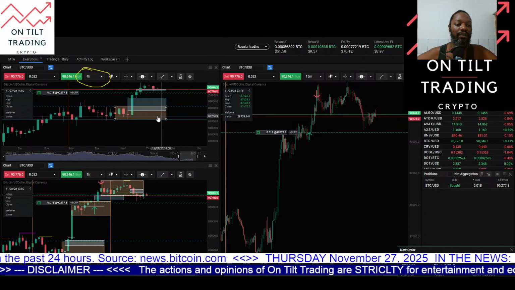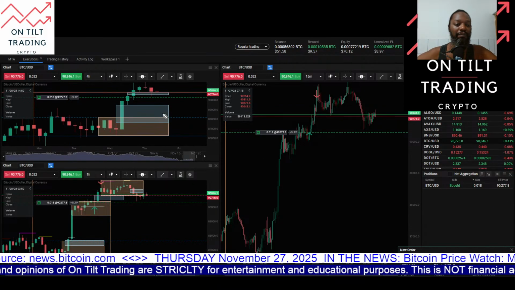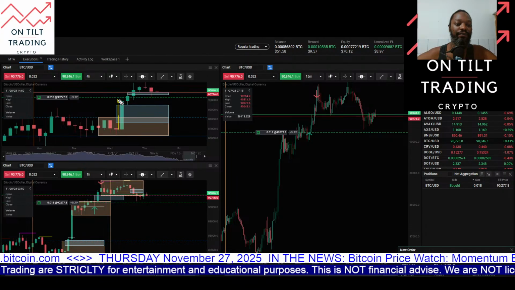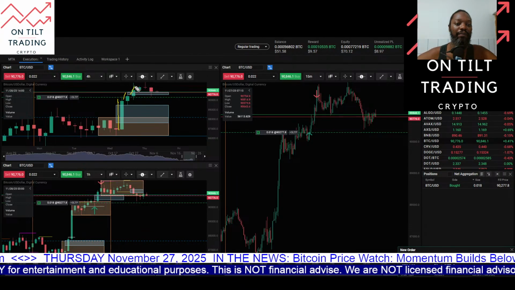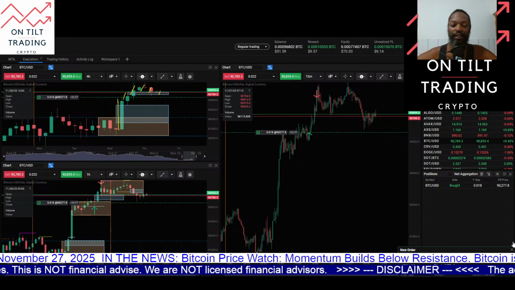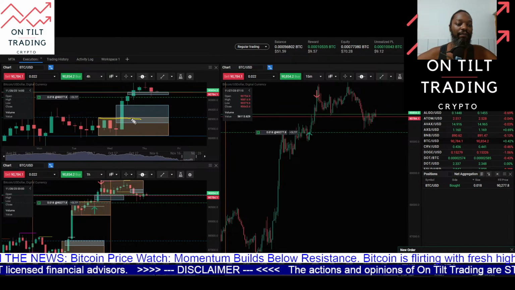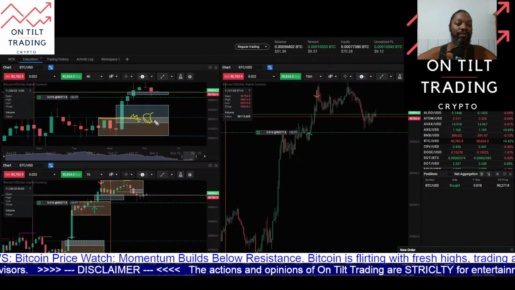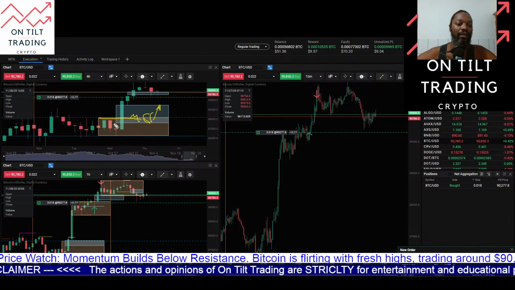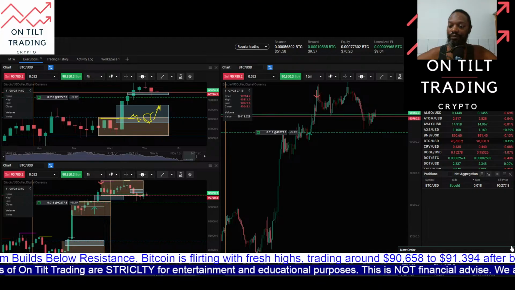We can see yesterday Bitcoin put in some buy-side delivery here and then continued with that buy-side delivery here overnight and into today, creating a market structure shift here to the buy side, and now the 4-hour is bullish.